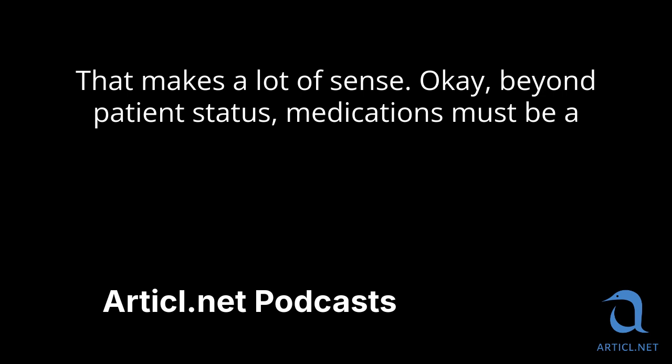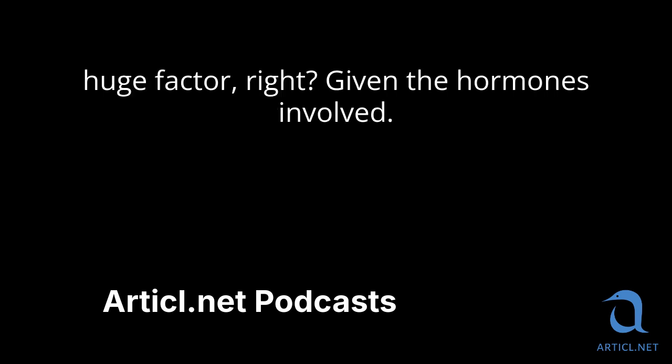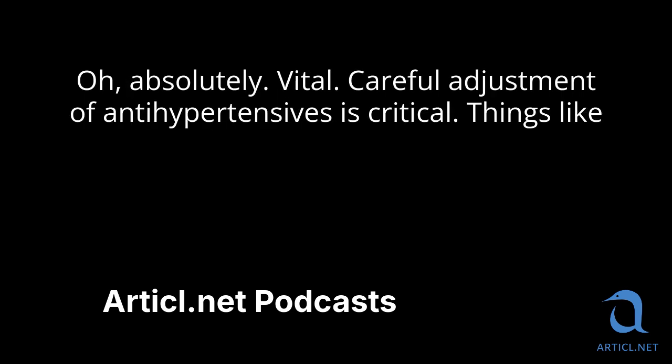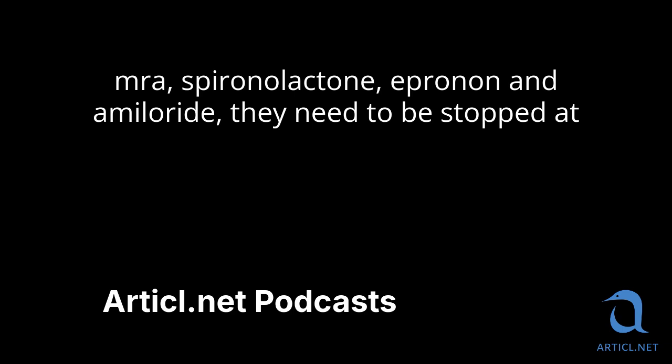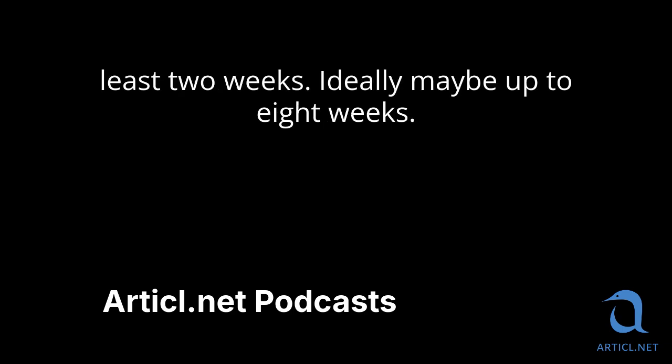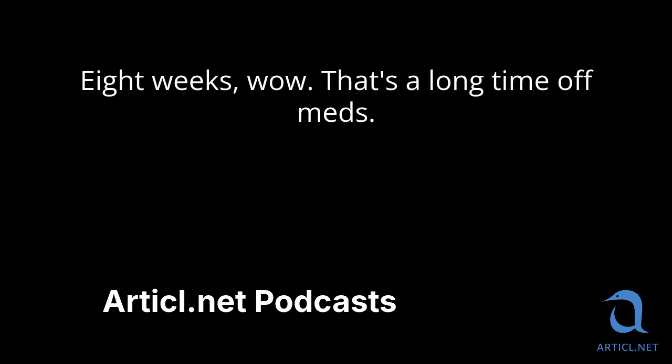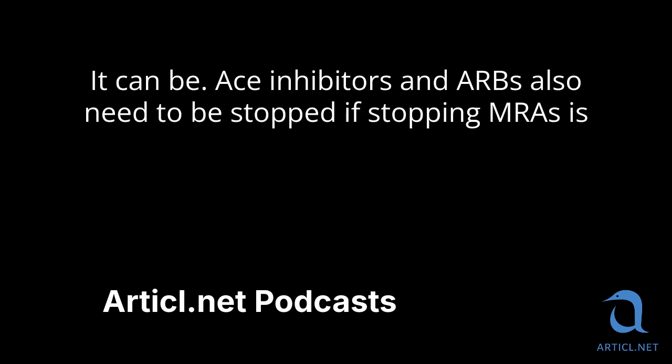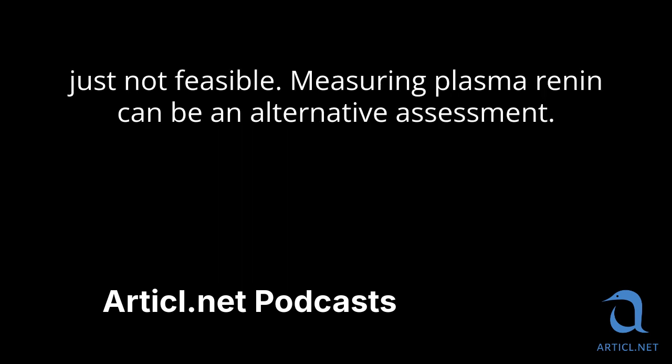Okay, beyond patient status, medications must be a huge factor, right? Given the hormones involved. Oh, absolutely vital. Careful adjustment of antihypertensives is critical. Things like MRAs, spironolactone, eplerenone, and amiloride, they need to be stopped at least 2 weeks, ideally maybe up to 8 weeks. 8 weeks? Wow, that's a long time off meds. It can be. ACE inhibitors and ARBs also need to be stopped. If stopping MRAs is just not feasible, measuring plasma renin can be an alternative assessment.